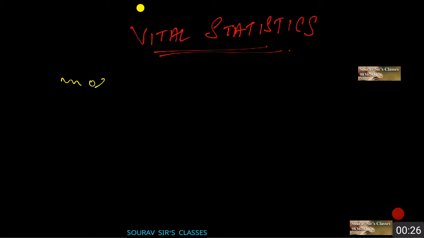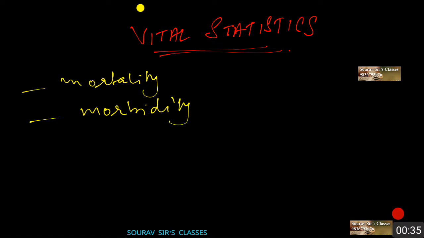Number one, mortality. Number two, morbidity. And number three, as I said, it's demography. The term vital statistics refers to the numerical data or the techniques used in the analysis of data pertaining to vital events occurring in the given section of a population.